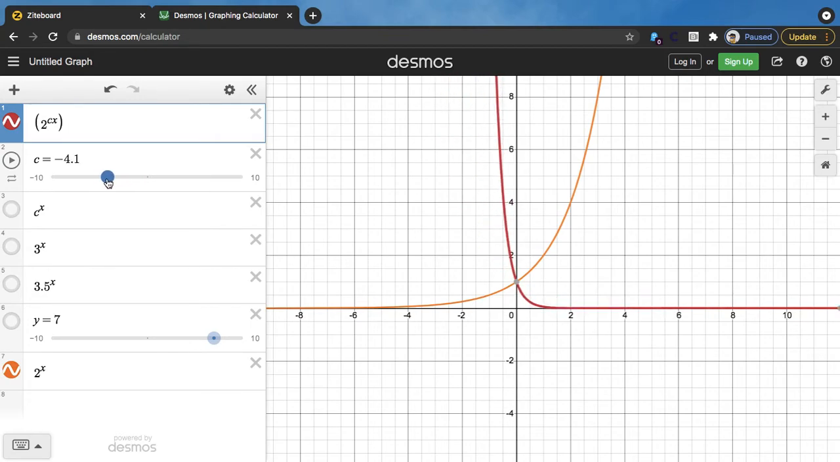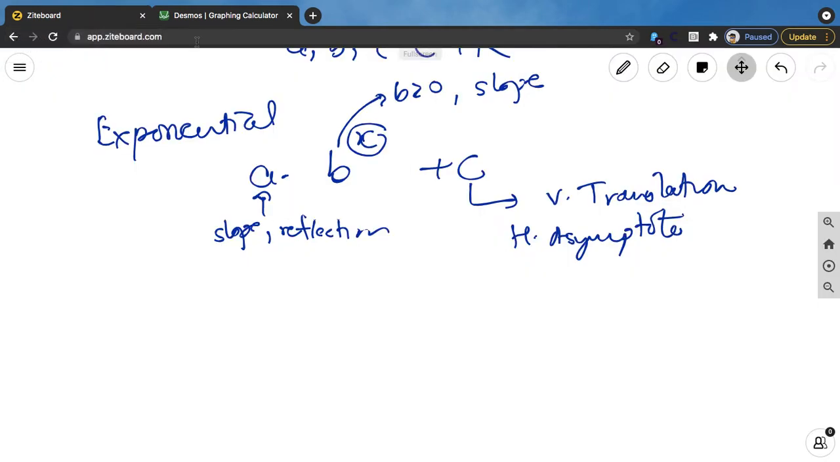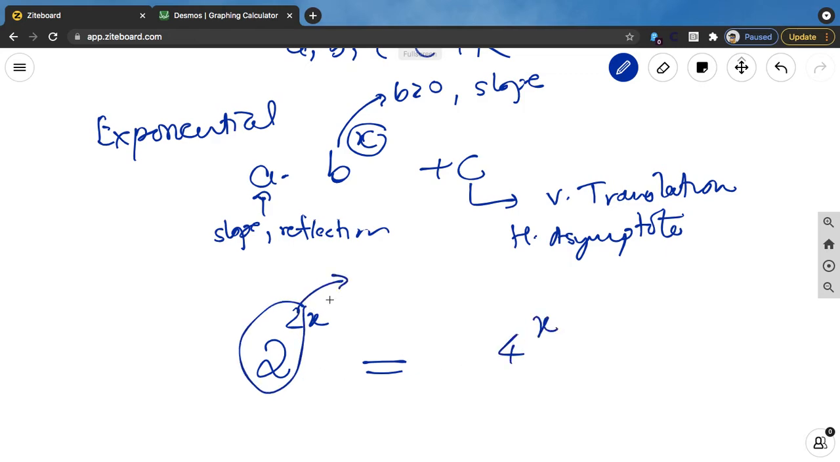Okay, why is this happening? Let's see that. So say for example, it is 2 raised to 2x. Well, 2 raised to 2x is also the same as 4 raised to x. So by adding a number here, it is the same as changing the base. And what was changing the base doing? Changing the base was controlling the slope. It was making it steeper or less steep.